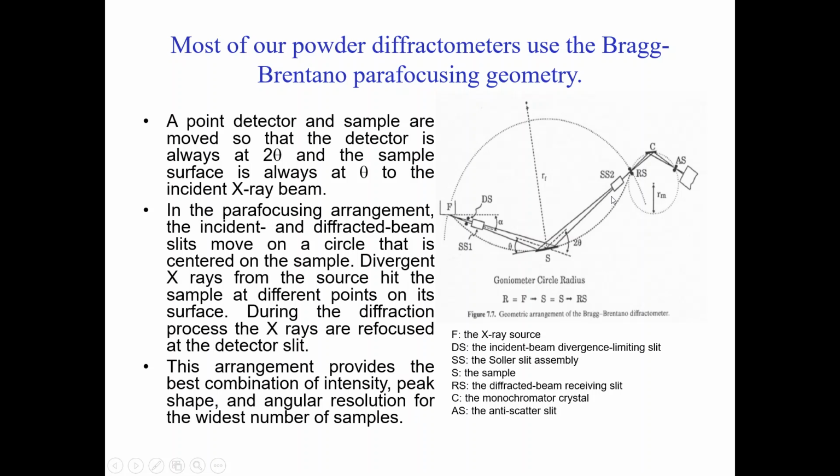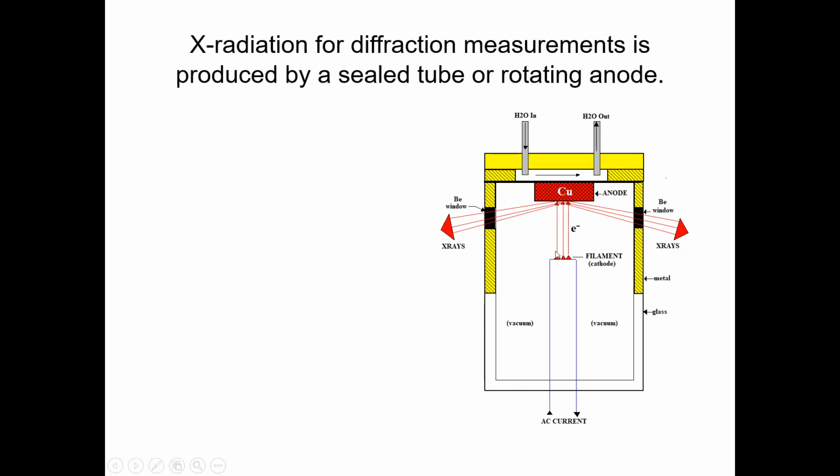And this arrangement provides the best combination of intensity, peak shape, and angular resolution for the widest number of samples. X-ray radiation for the diffraction measurement is produced by a sealed tube or a rotating anode.